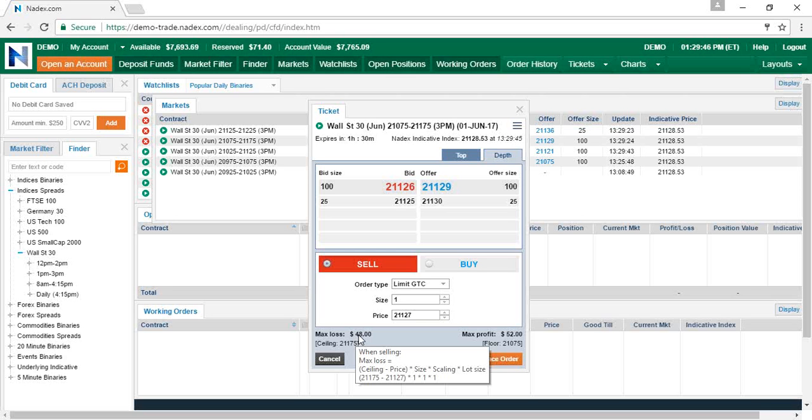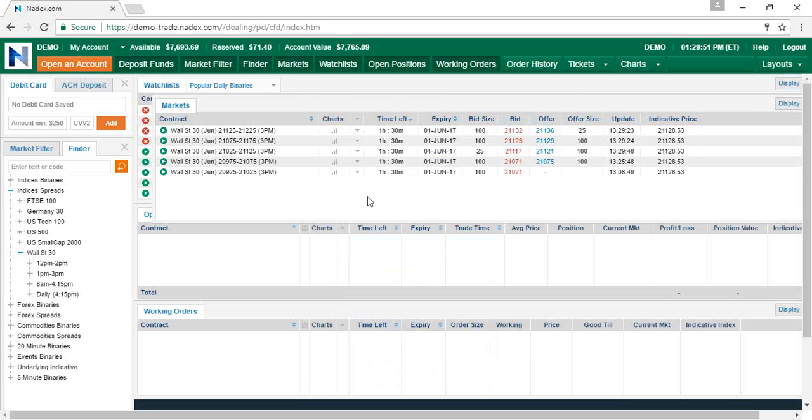Next time on the next webinar, we're going to talk about why there are different floors and ceilings, and why they are priced differently. We're going to talk a little bit about that.